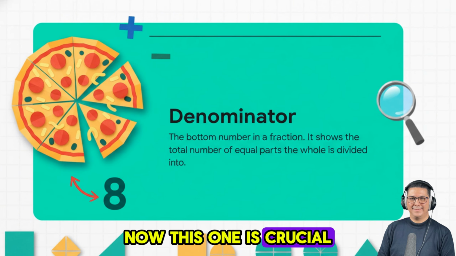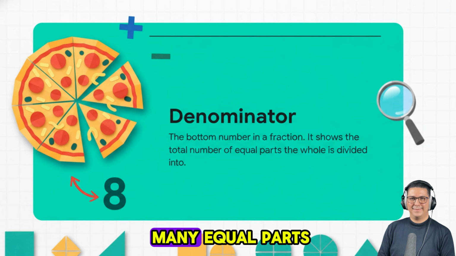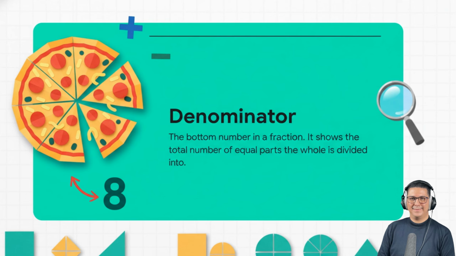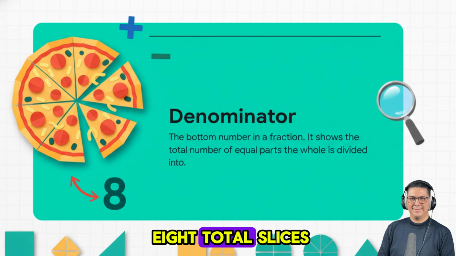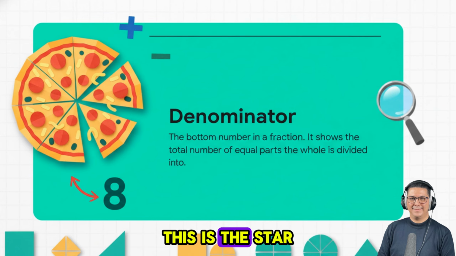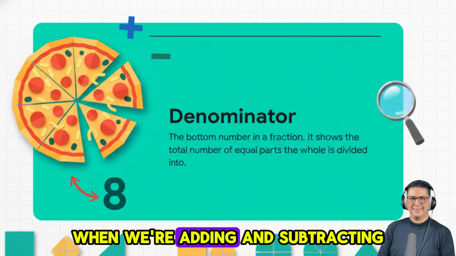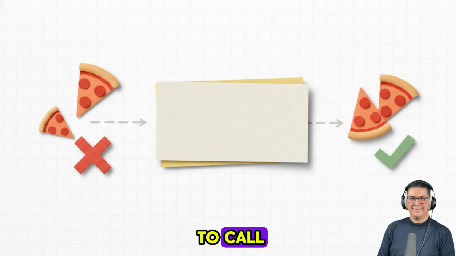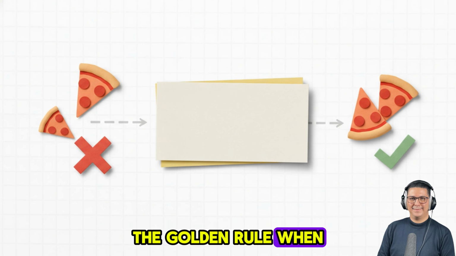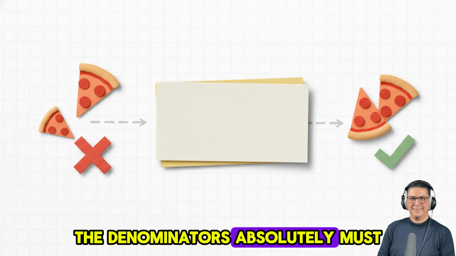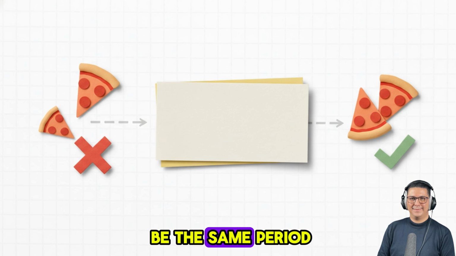And the denominator is that bottom number. Now this one is crucial. It tells you how many equal parts the whole thing was cut into. For our pizza with 8 total slices, the denominator is 8. This number is the star of the show when we're adding and subtracting. And this brings us to what I like to call the golden rule. When you add or subtract fractions, the denominators absolutely must be the same.